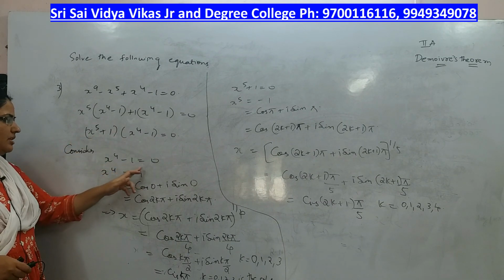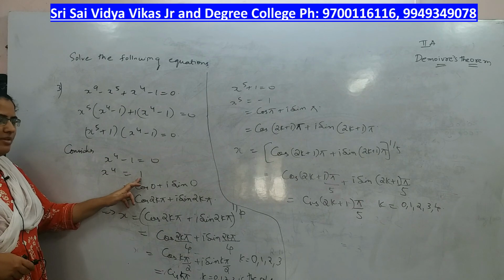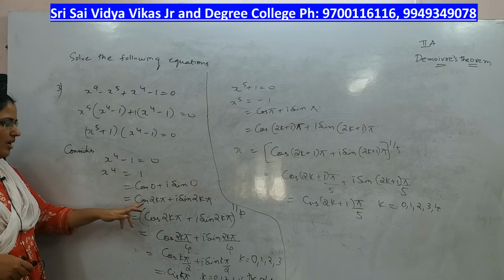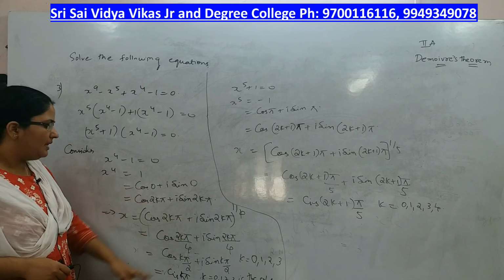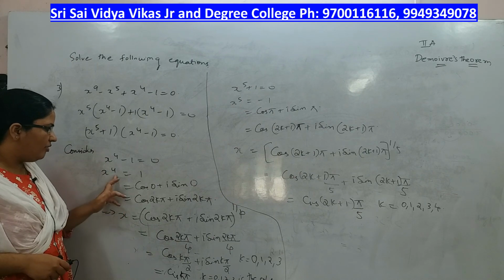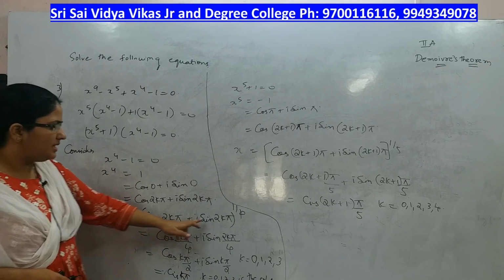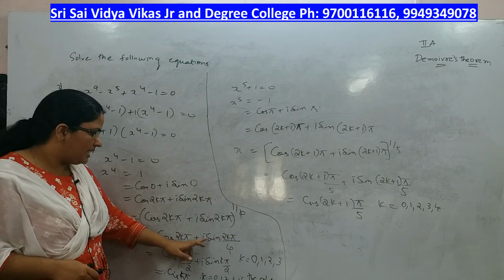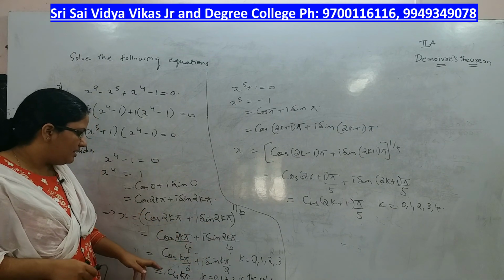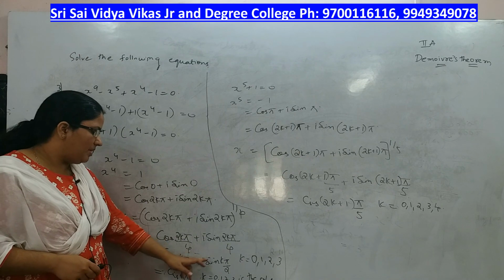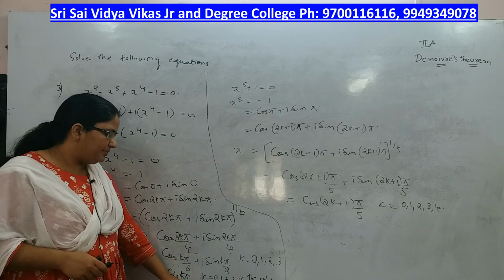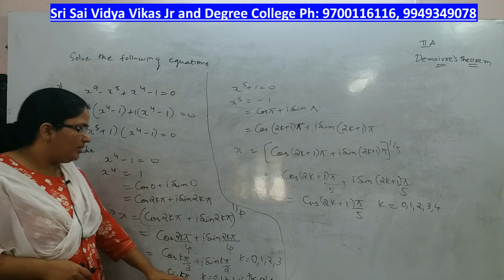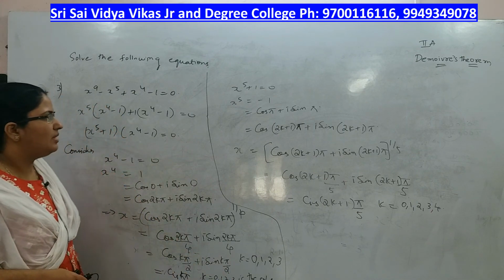x power 4 minus 1 is equal to 0, x power 4 is equal to 1. When do you have 1? In cos 0 plus i sin 0. It repeats at the interval of 360. So you have cos 2k pi plus i sin 2k pi. Now x value will be cos 2k pi plus i sin 2k pi whole power 1 by 4. This 1 by 4 comes down, it will be cos 2k pi by 4 plus i sin 2k pi by 4. That is cos k pi by 2 plus i sin k pi by 2, which is cis k pi by 2, where k value starts from 0 to 3. Because you have the power 4, you will take values 0, 1, 2, 3. 4 values you have to take.